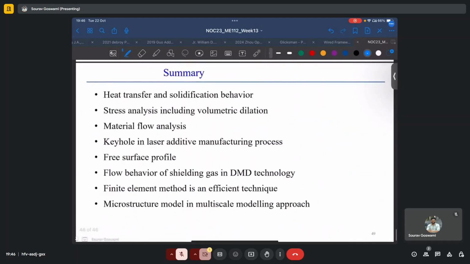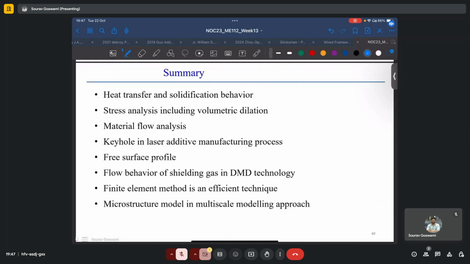So to summarize, we talked about some aspects of the heat transfer and solidification behavior. We spoke of stress analysis, including volumetric dilation, and the material flow analysis. The keyhole in laser additive manufacturing process is when the incident power may be too high or the moving velocities may be too low, resulting in a very deep melt pool. Often because of the vaporization of material and because of multiple internal reflections, this can lead to the formation of porosities.